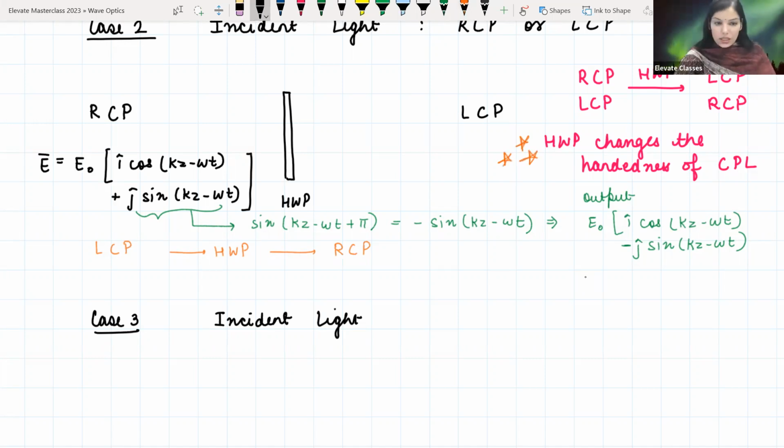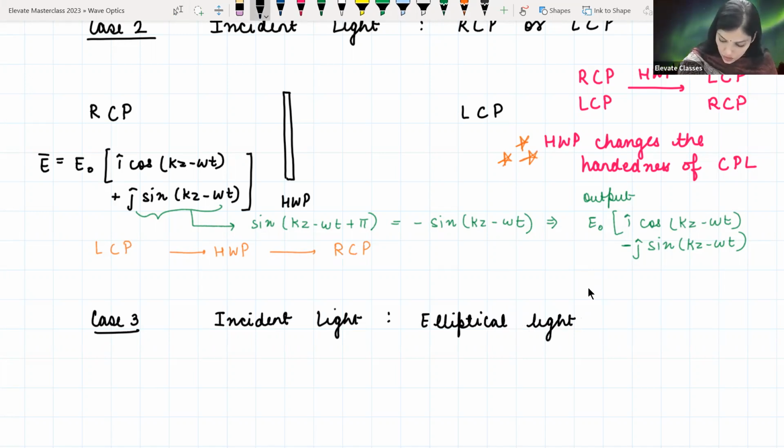Okay. So the same is true for an incident light which is elliptically polarized. So elliptically polarized light can also be either right or left-handed.